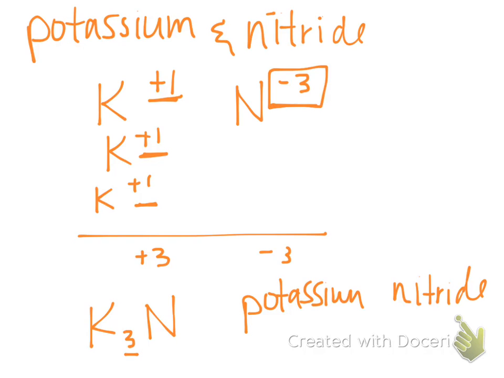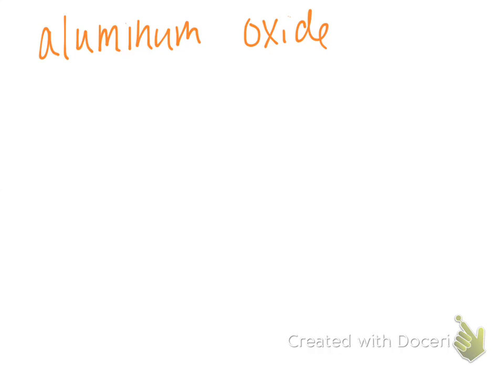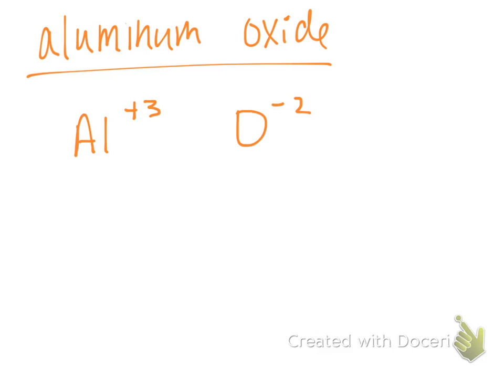Okay, the written name part of it is simple, right? Now let's work backwards from a name and build the compound. So let's say I want the chemical formula for aluminum oxide. Aluminum oxide. This is the actual written name. Aluminum oxide is the actual name of our compound. Now I want to build the chemical formula for aluminum oxide. Aluminum is Al plus 3, and oxide is O minus 2.